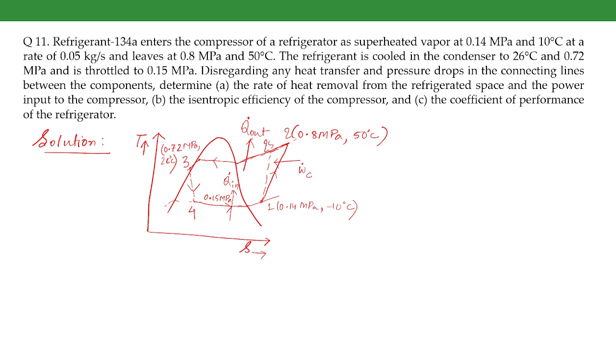And since it is not a constant pressure process, if it had been a constant pressure process, it would have been somewhere here, I mean on this line. However, because of the pressure drop, it has come to here. Okay, that is from 0.8 MPa to 0.72 MPa. Now then the remaining is a throttling process.